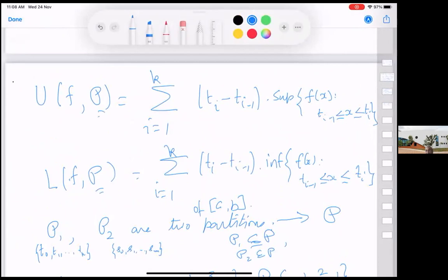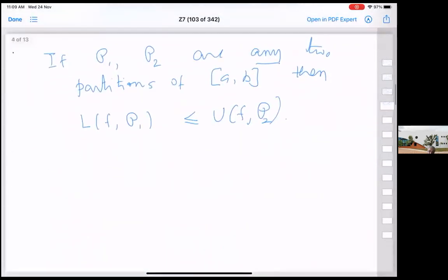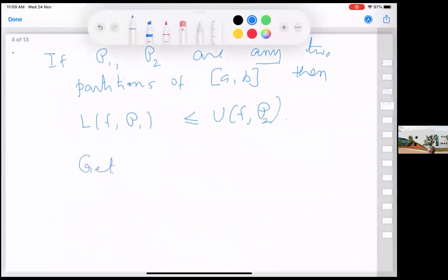But if partitions are different, for example, one of them is this 1/4, 2/4, etc. partition, and the other one is a 1/3, 2/3 kind of partition, then immediately it is not clear how we will compare the two. Right? But this idea of refinement is so beautiful that to do this, all we have to do is get P, a refinement of P1 and P2.